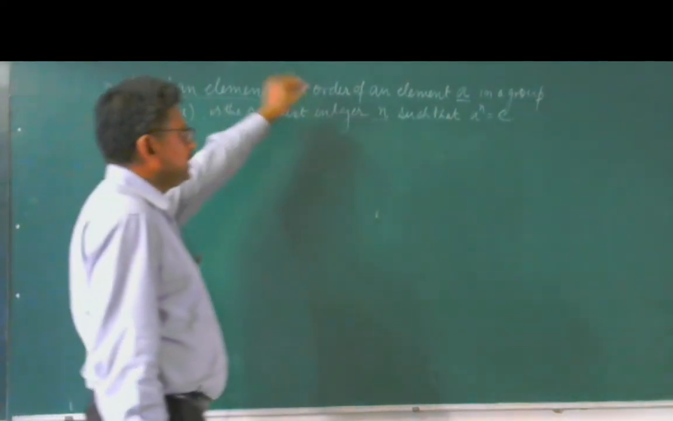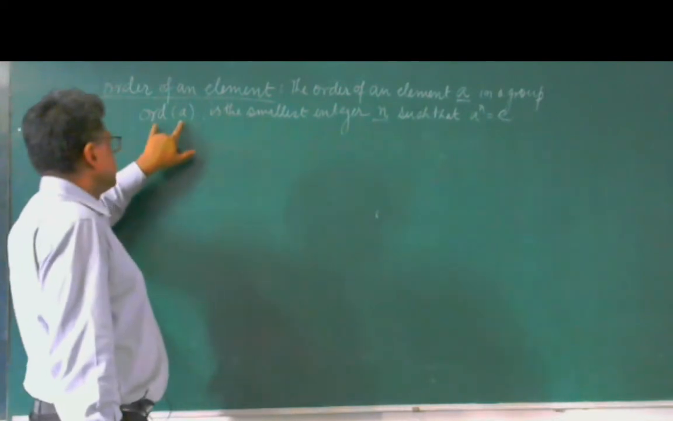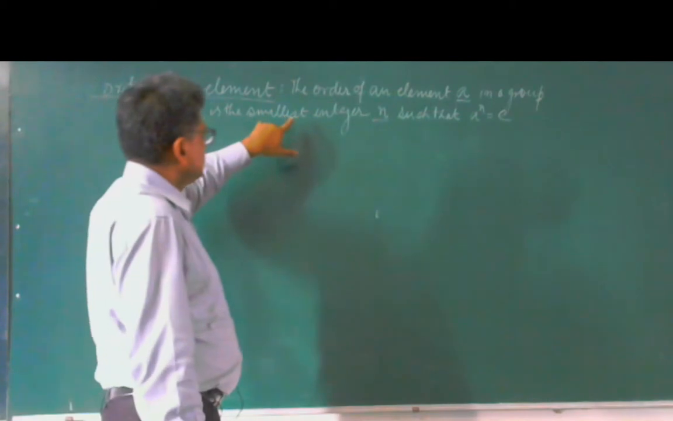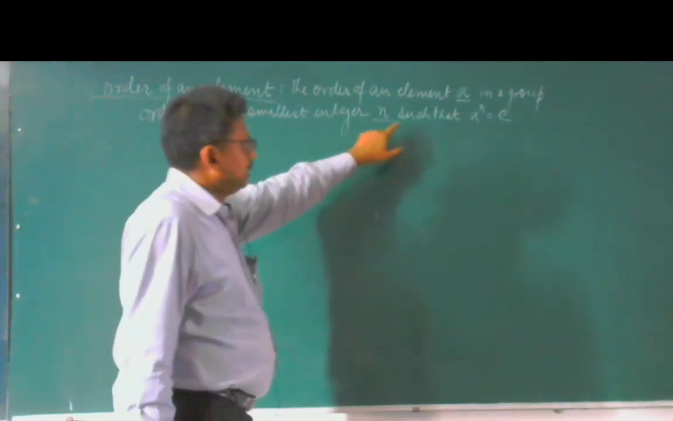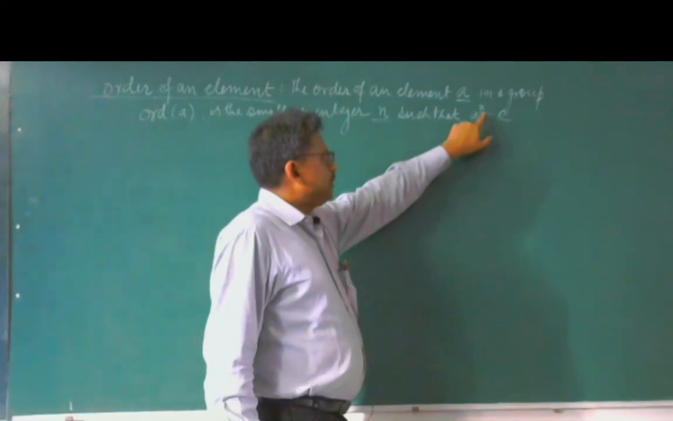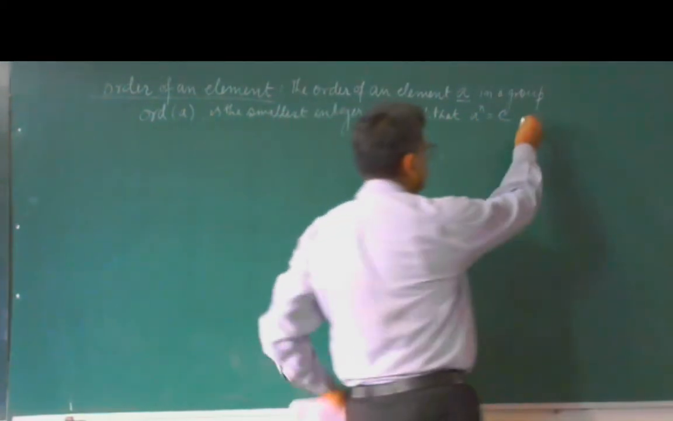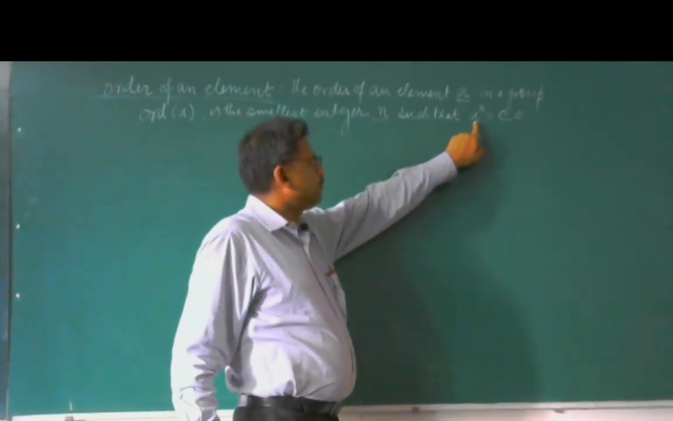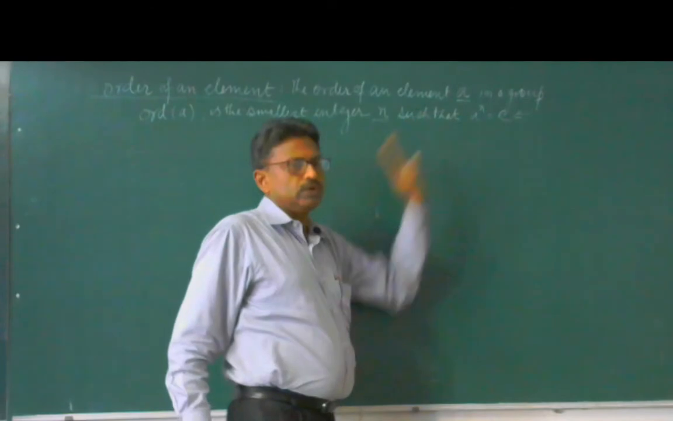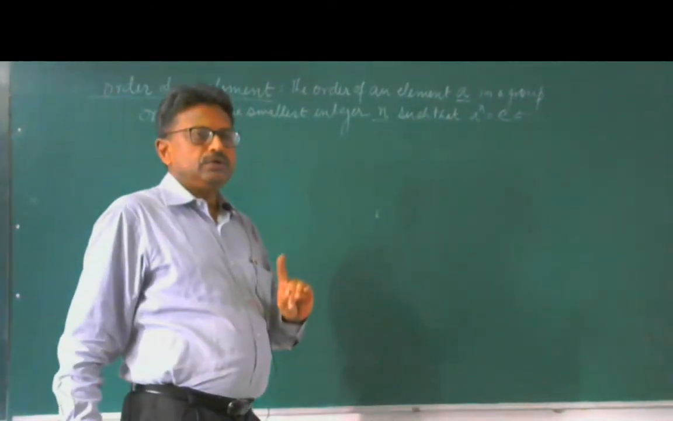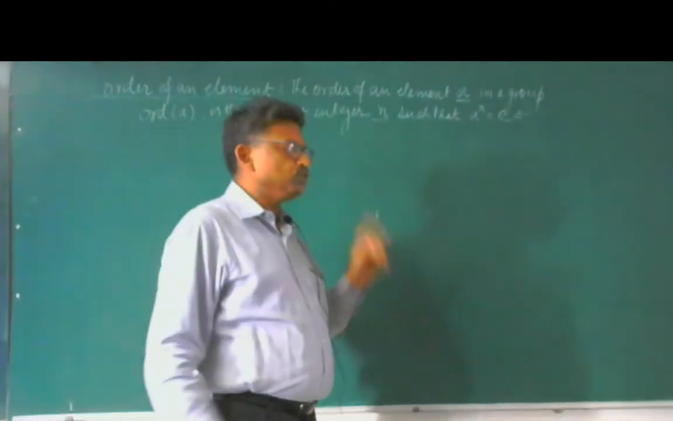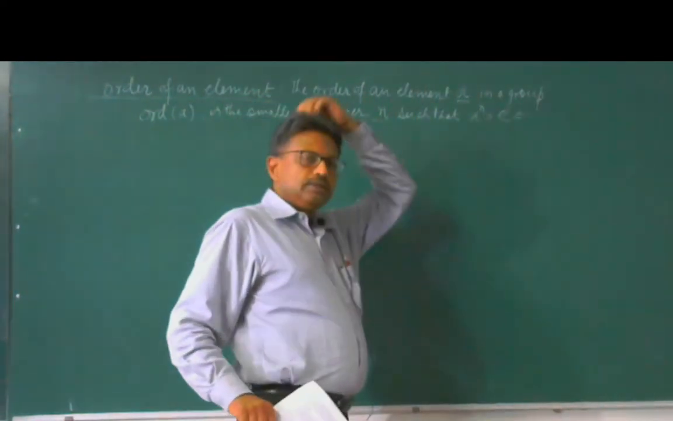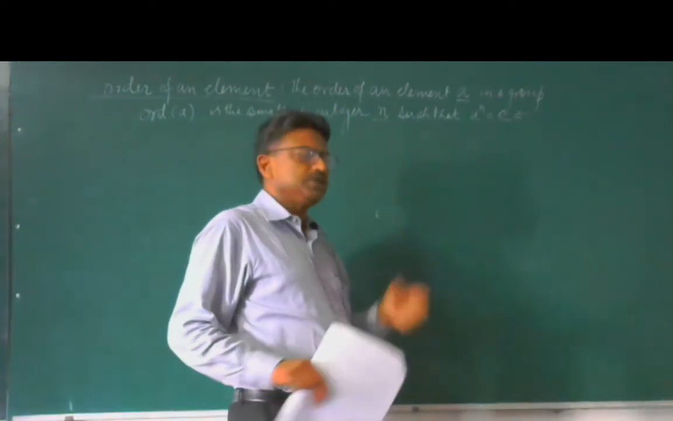The order of any element of a particular group can be represented as order of a, and it is the smallest integer n such that a to the power n is equal to e, where e is the identity element of the group. So, n will be called the order of a if a to the power n is equal to e. Here you have to consider a to the power n. Of course, it seems to be an exponential, but it depends upon the operator on which it is defined.